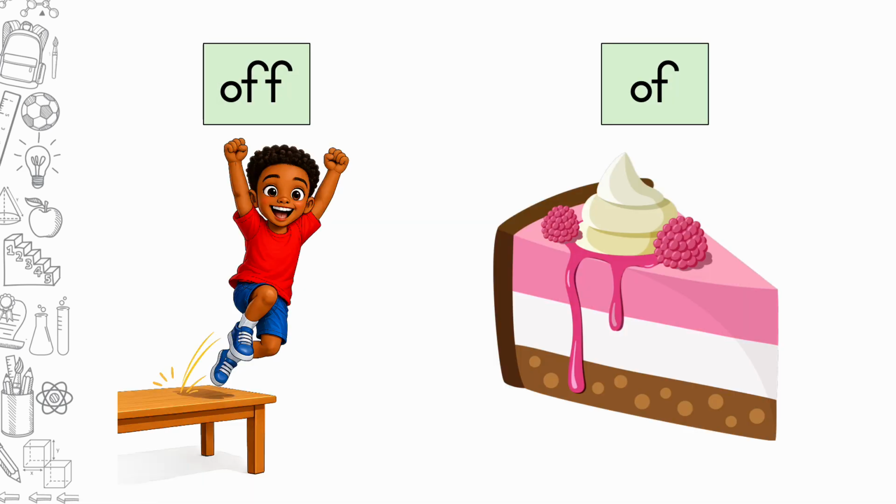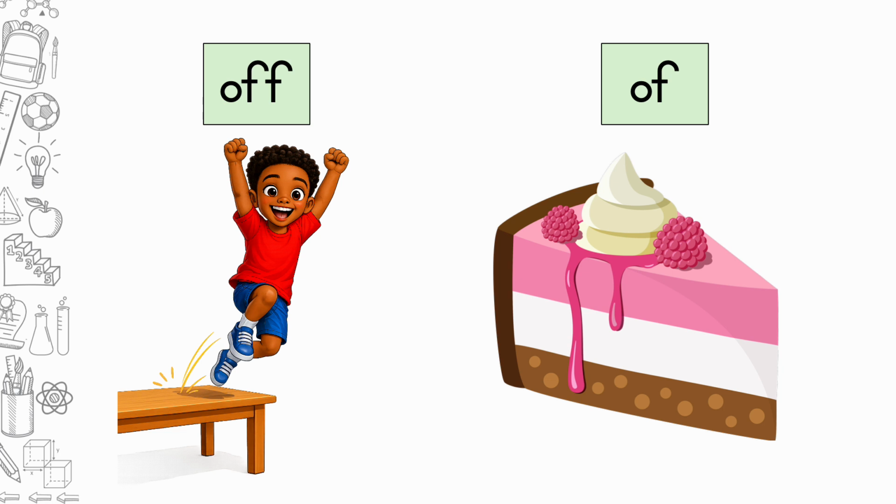The difference between off with two Fs and off with one F: if there's movement, you use the double F. If there's no movement, you use the single F. Let's explain it by a sentence. The boy jumps off the table. You can see there's movement. In Afrikaans, the word will be af. Hy spring van die tafel af.